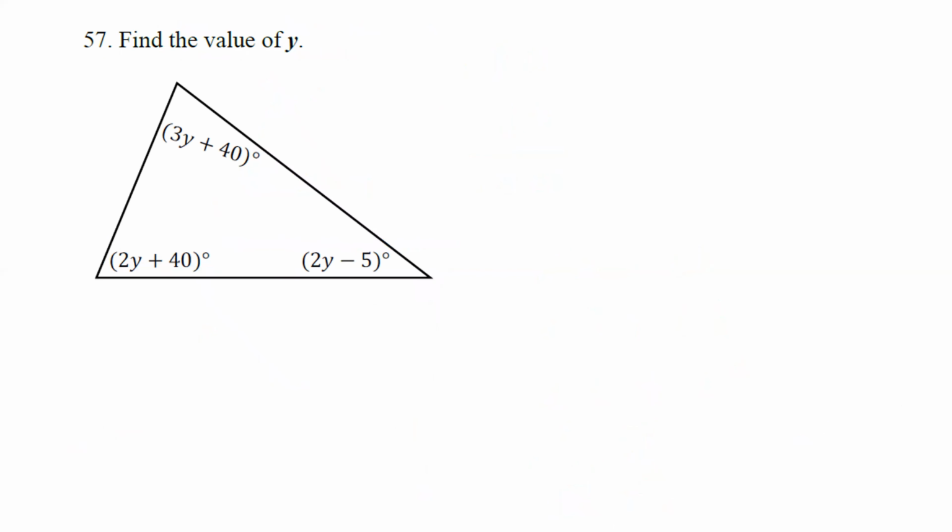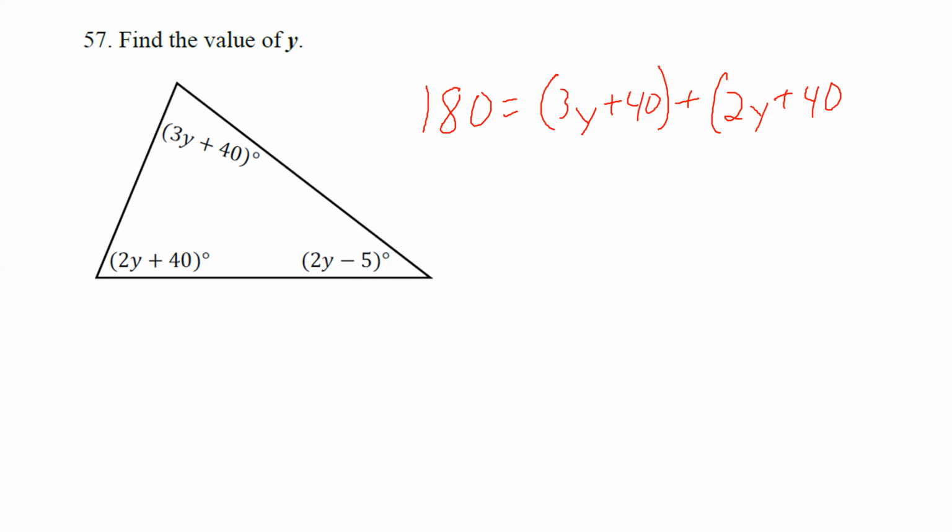All right, on 57, find the value of Y. So again, all the angles have to add up to 180. So we're going to have 180 equals, and then we're going to combine all these values. So I have the 3y plus 40. I have the 2y plus 40. And we have the 2y minus 5. All this is addition and subtraction, so we can just go straight to combining like terms. We don't have to worry about the parentheses at all.